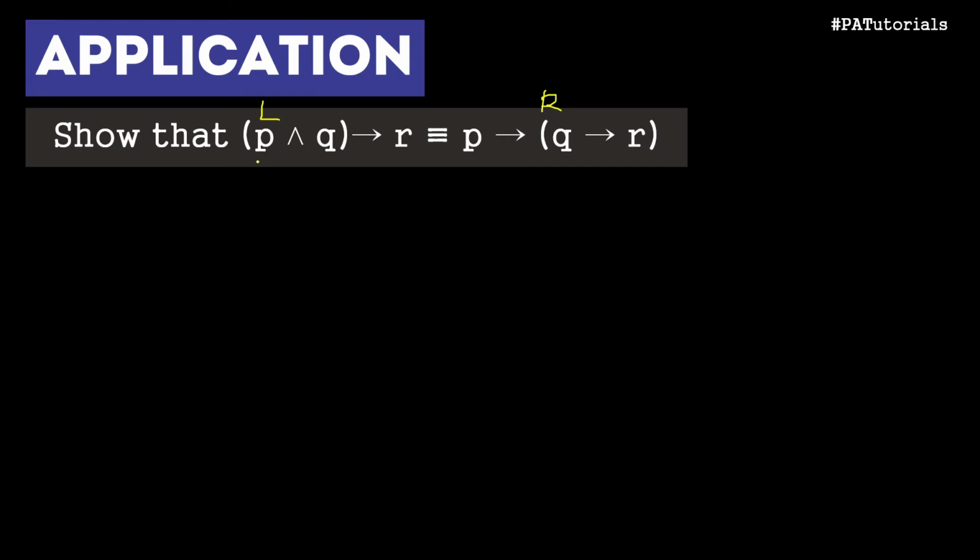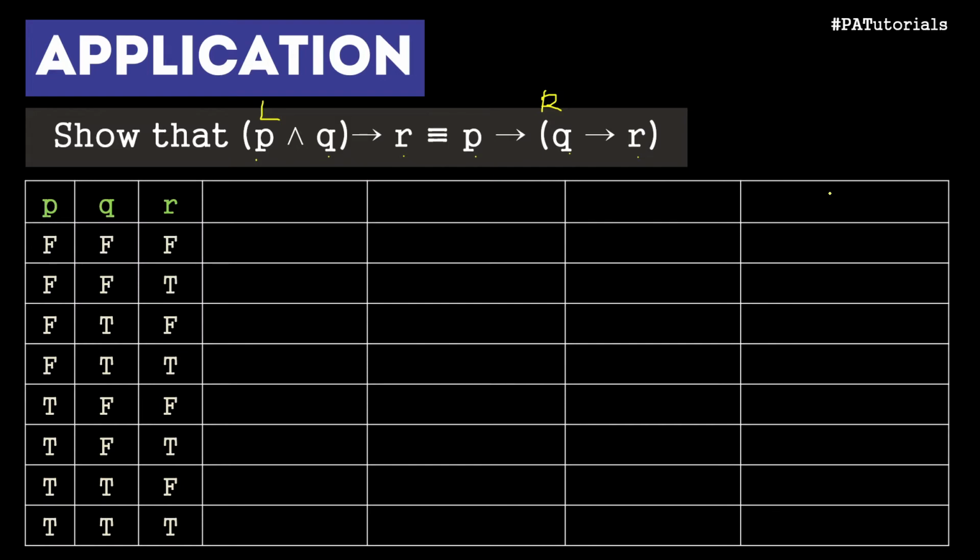So, sa left-hand side, meron tayong 1, 2, 3 variables. And sa right-hand side naman, meron tayong 1, 2, 3 variables din. So, ibig sabihin nito, ang truth tables natin would be like this. So, ibig sabihin nito, meron tayong 3 variables at meron tayong 8 combination of truth values, because 2 raised to 3 is equal to 8, okay?